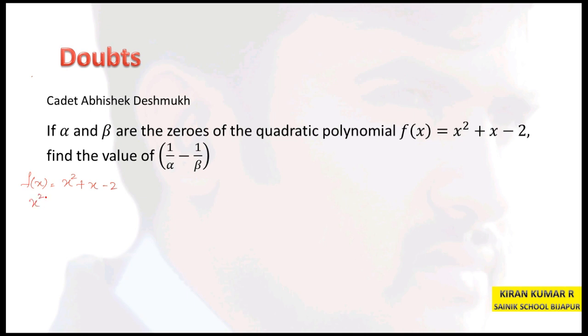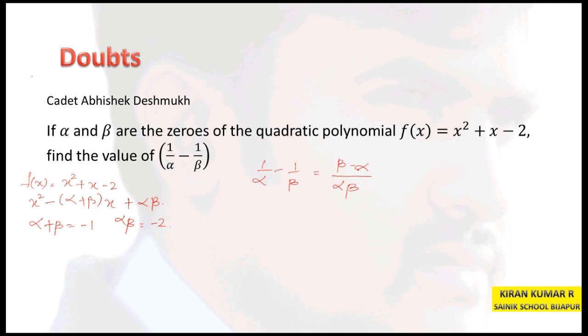Compare this with the standard form of a quadratic polynomial, x square minus alpha plus beta times x plus alpha beta. Comparing, we will get alpha plus beta as negative 1 and alpha beta as negative 2. Now we have to make use of these two values, alpha plus beta and alpha beta, and find the value of 1 by alpha minus 1 by beta. If I take the LCM, it will be alpha beta, and the numerator will be beta minus alpha.